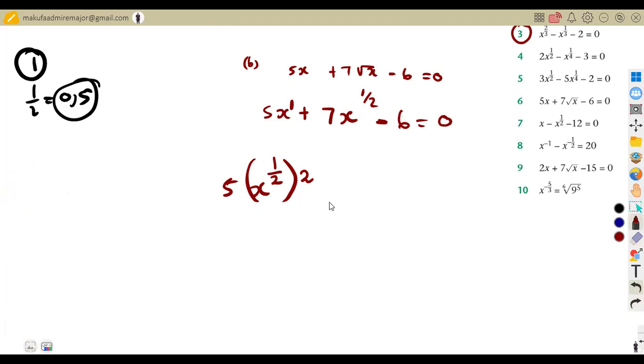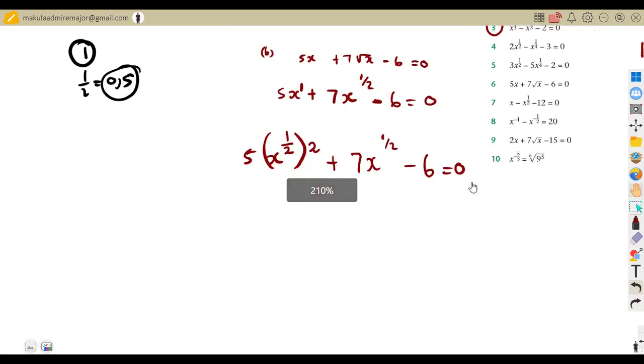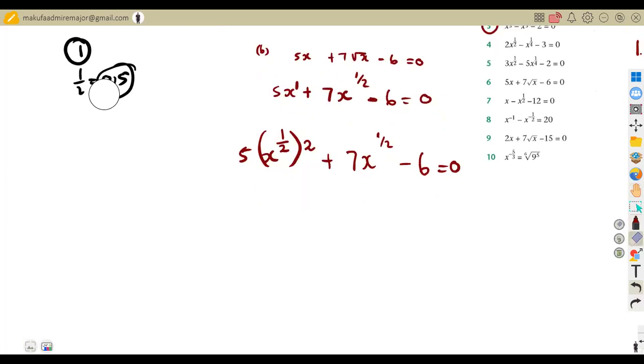All right, minus 7x to the exponent of a half, in this case, minus 6 is equal to 0. So this is what you're going to get. All right. So as you can see, we have formulated a quadratic equation. Most of us, we find it difficult to solve a quadratic equation of this nature when the number is no longer a 1, it's now a 5.